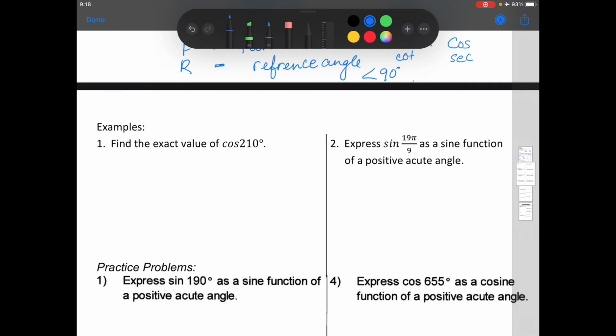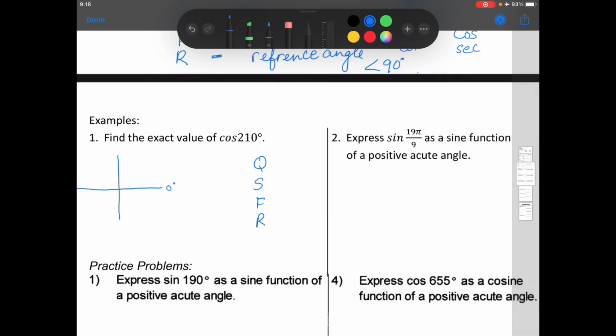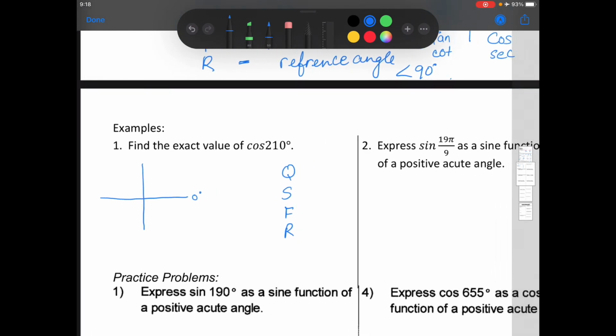It says find the exact value of cosine 210. Can't use the calculator, so what am I going to do? I'm going to write my QSFR, and I'm also going to draw a picture. I cannot do these questions without drawing pictures. Cosine 210, where would it be? Write down your quadrantal angles: 90, 180. Since it's positive, I'm not going to worry about my negative angles.